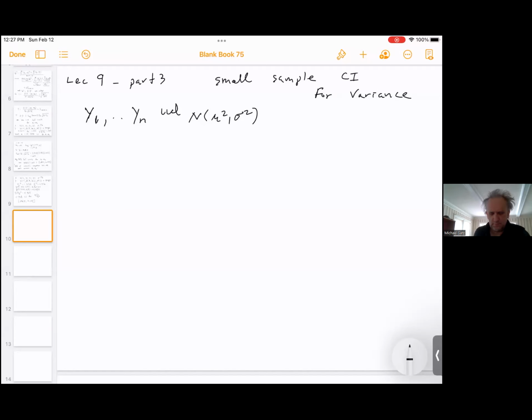Okay, so pretty quick, just a couple more things to finish off this section of the book. And we want to talk about confidence intervals for the variance now.